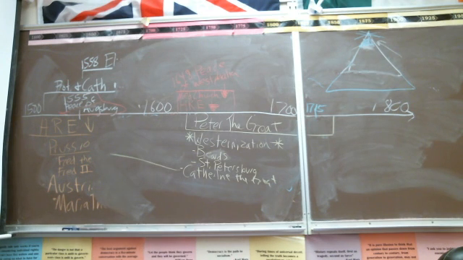Catherine the Great, enlightened despot. Or enlightened monarch. Sorry, despot, monarch means the same things here.